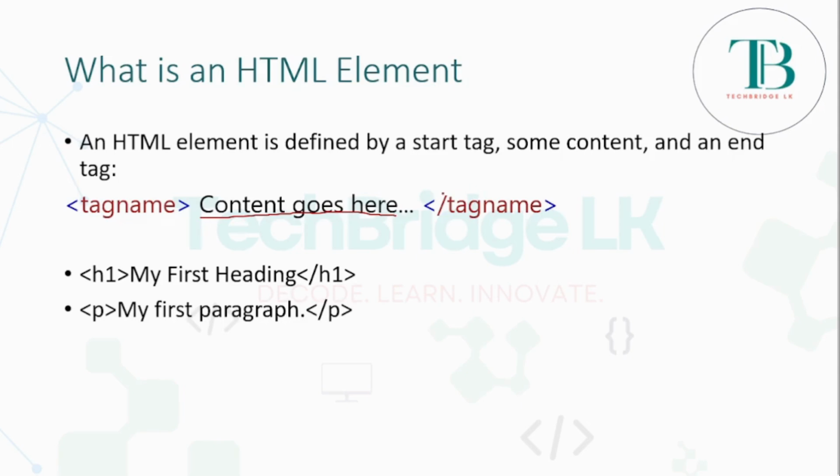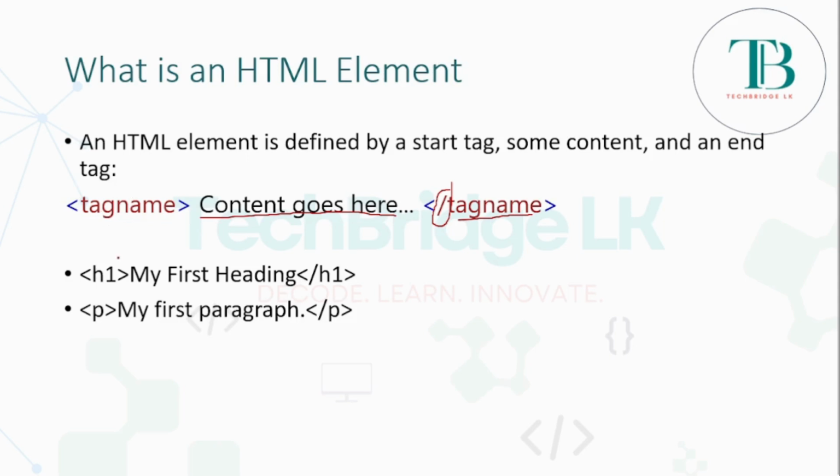Then comes the close tag. In the close tag we need to add the slash also. So it is the open angle bracket, the slash, then the tag name, and then the close angle bracket. So here we need to understand that this whole thing is the element.